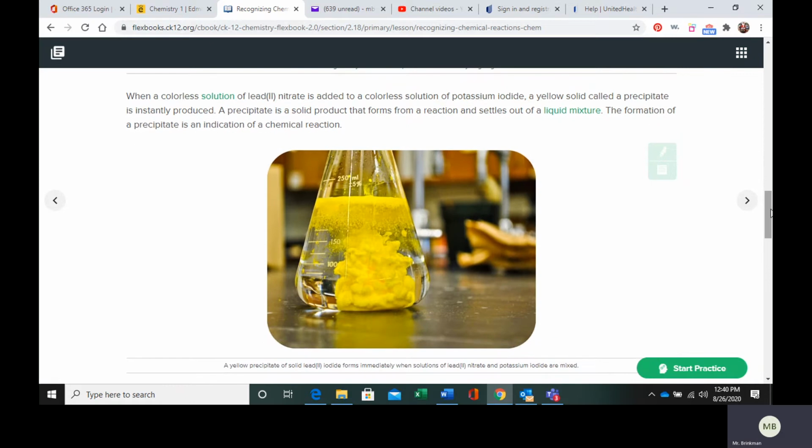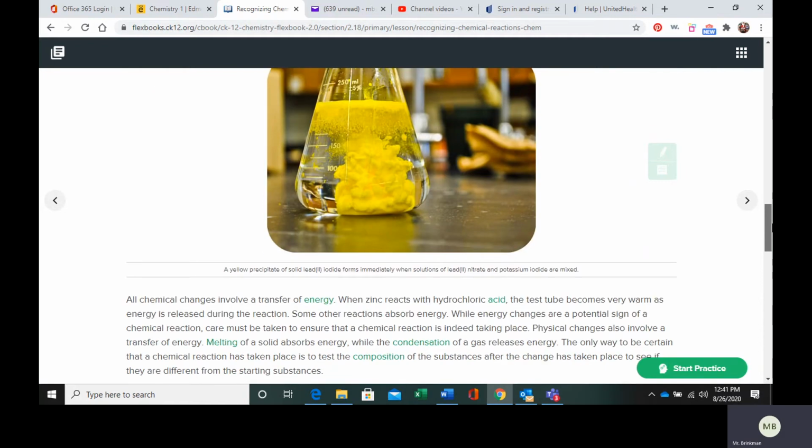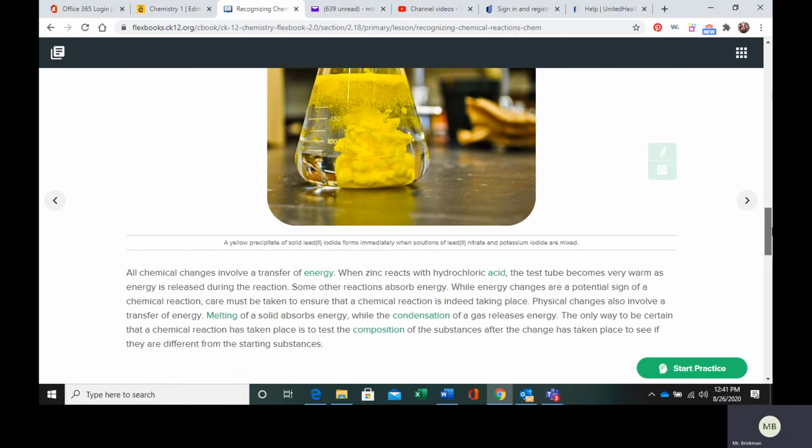When a colorless solution of lead 2 nitrate is added to a colorless solution of potassium iodide, you get a yellow solid that forms. This is called a precipitate. All right, so precipitate is a solid that forms and settles out of the mixture, settles out of a liquid mixture. So the presence of a precipitate indicates a chemical reaction.